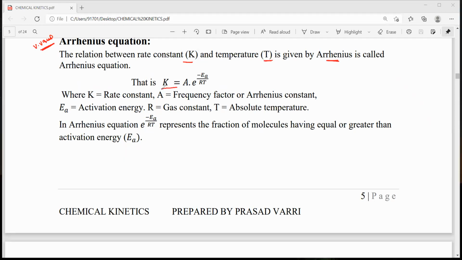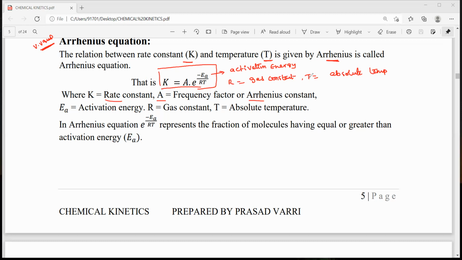The Arrhenius equation: K, the rate constant, is equal to A into e to the power of minus Ea by RT, where K is called the rate constant and A is called the frequency factor or Arrhenius factor. Ea is nothing but the activation energy, dear students. R is equal to the gas constant, and T is equal to the absolute temperature.